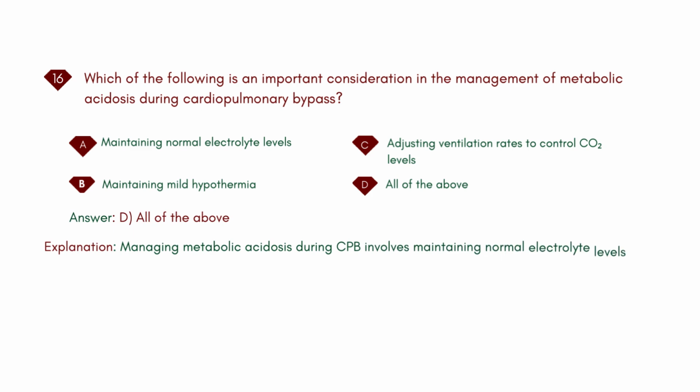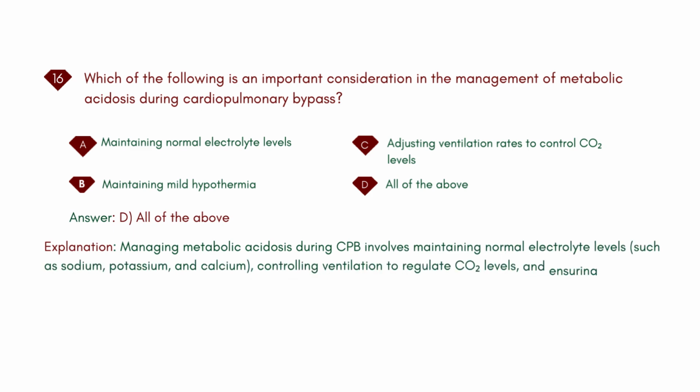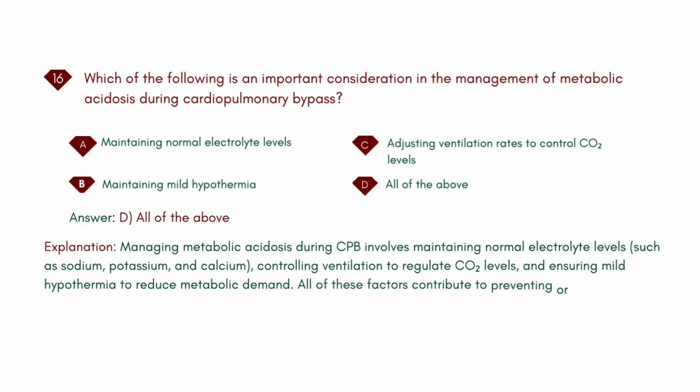Explanation: managing metabolic acidosis during CPB involves maintaining normal electrolyte levels, such as sodium, potassium, and calcium, controlling ventilation to regulate CO2 levels, and ensuring mild hypothermia to reduce metabolic demand. All of these factors contribute to preventing or correcting acidosis and maintaining stable pH levels during the procedure.